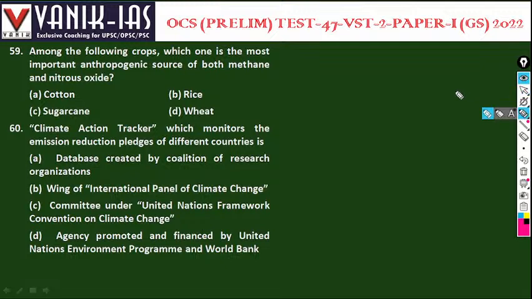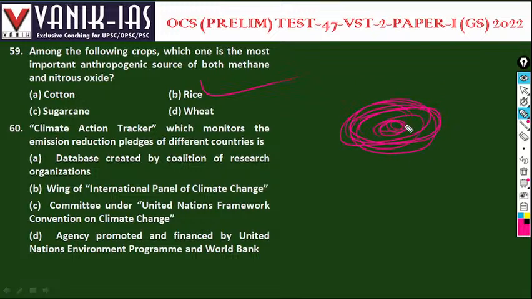Among the following crops, which is the most important anthropogenic source of both methane and nitrous oxide? Both methane and nitrous oxide, which is the source? It is the rice field, right? Which source of methane? Waterlogging. Waterlogged areas, rotten areas, are the sources of methane.